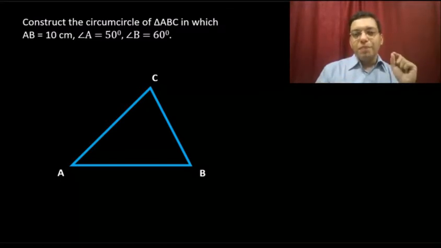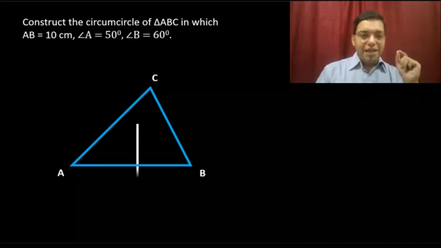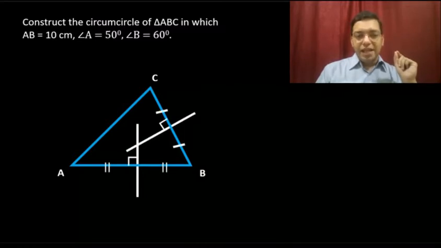So we need to draw the perpendicular bisectors of any two sides of this triangle. Let's start by drawing the perpendicular bisector of AB. And let's draw the perpendicular bisector of side BC. And the point where these two perpendicular bisectors intersect, let's call that O, will be the center of our circumcircle.